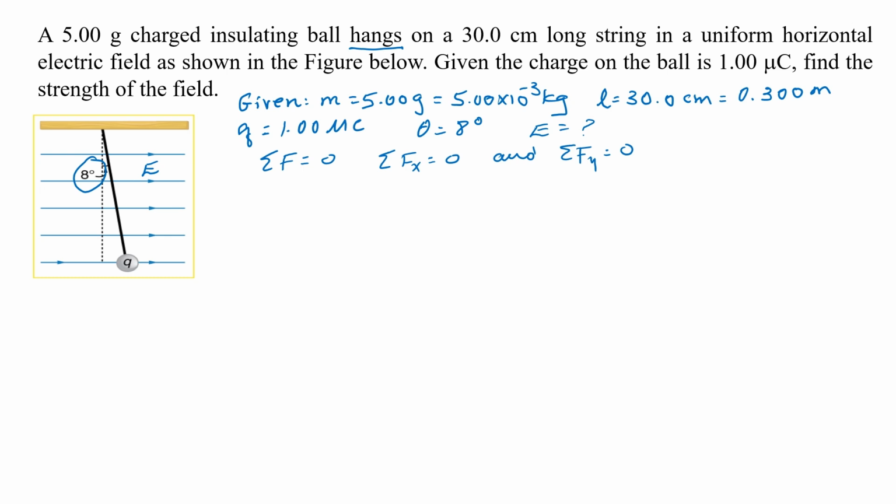Alright, so what forces are involved here? We need to draw the free body diagram first. So we have a mass of that ball, and therefore there will be gravitational force downward, mg. What other force do we have? We have an electric field, and the charge is in the electric field, which means there is a force exerted on it. So there is an electrostatic force in there. What else? It is hanging from some ceiling here, which means there is tension.